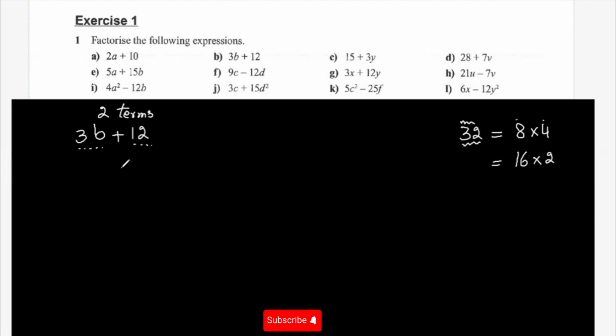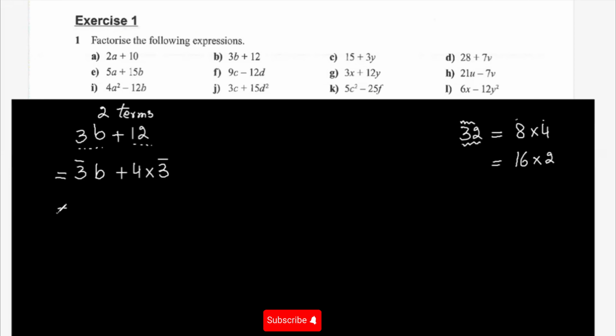And what do the factors mean? If we look carefully, we have 3 times b here, and the second term is 12. In the first term, we have a factor 3, and in the second term, it is 12, which we can write as 4 times 3. Now, in both of these terms, we have 3 as a common factor.